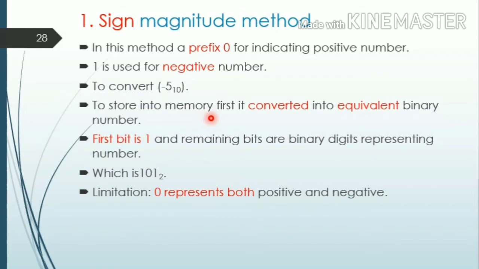So to store it in memory, first convert it into the equivalent binary number. First we convert it into binary. Then the first bit is 1, so it already indicates that it is a negative number, and the remaining bits are the binary digits representing the number, which is equivalent to 101 base 2. Now it has a limitation: 0 can be represented as both positive and negative.